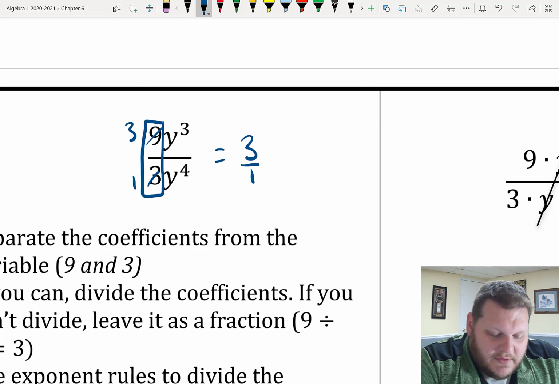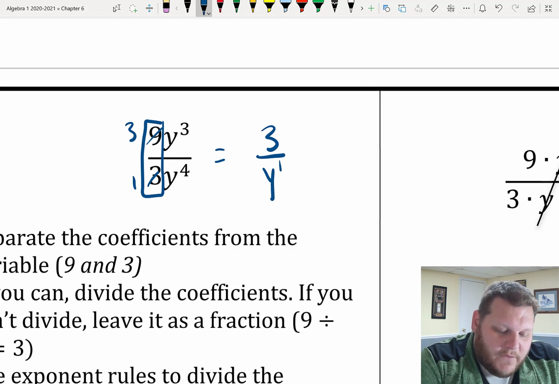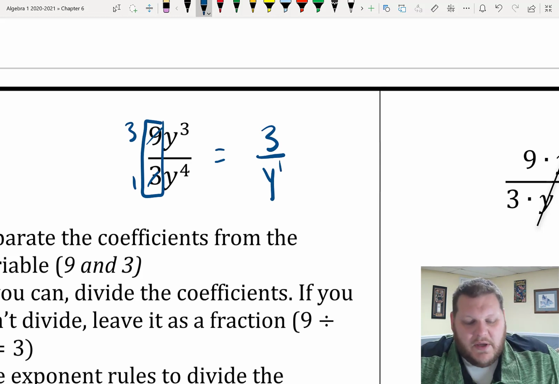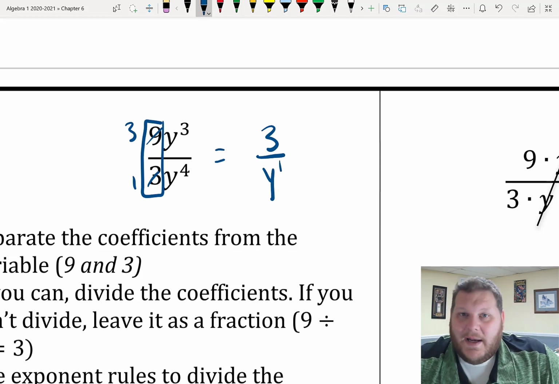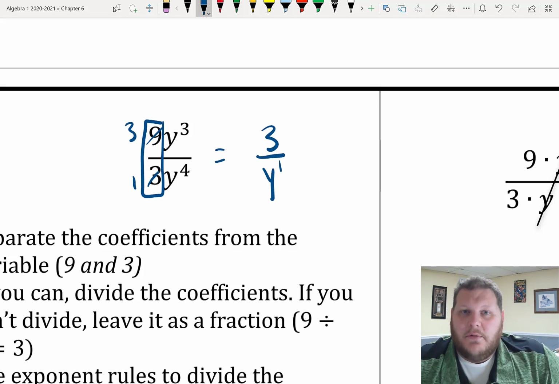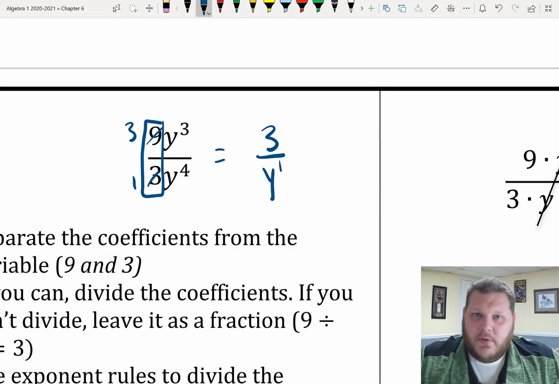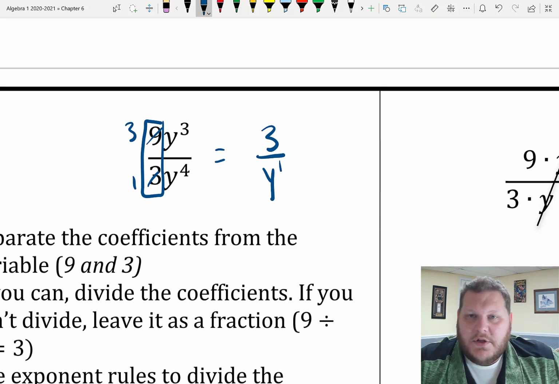My leftovers, I'm going to rewrite this here. My leftovers have to go in the bottom, y to the first power, because I started with more y's in the bottom. Right, I had 3 up top, 4 in the bottom, so that's where my leftovers go. So 3 over y to the first, or just 3 over y, would be that final simplification.